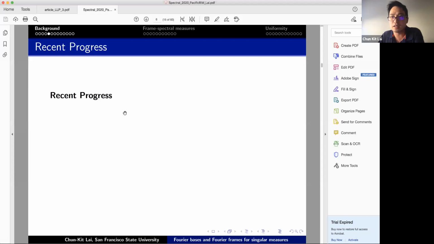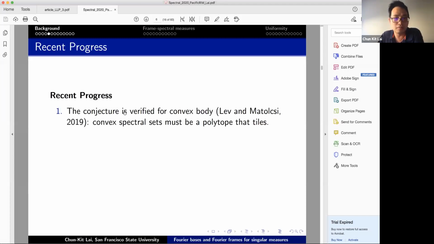So let's mention some of the recent progress concerning just the Fourier conjecture. Well, the conjecture, although it's false, is still true in the setting of convex sets, by Lai and Matolcsi last year. Essentially, if you have a convex spectral set, it must be a convex polytope that tiles by translation.